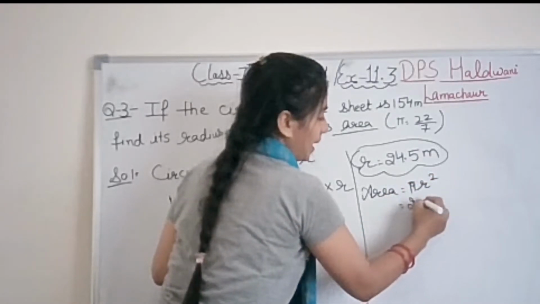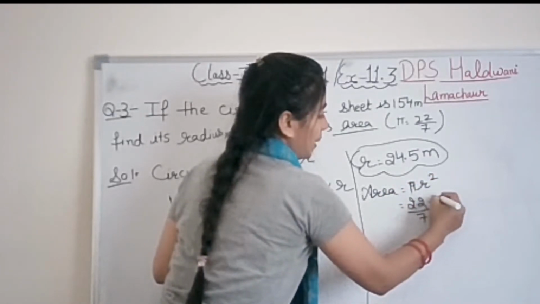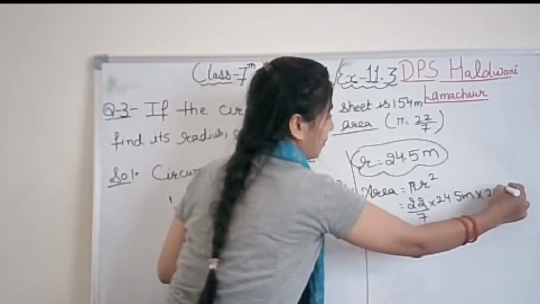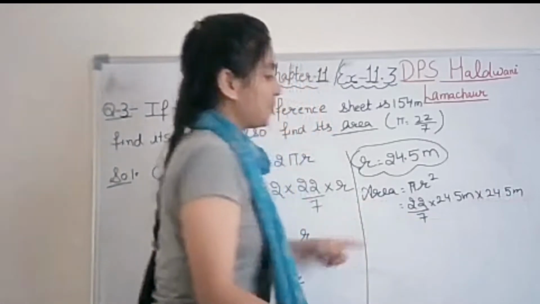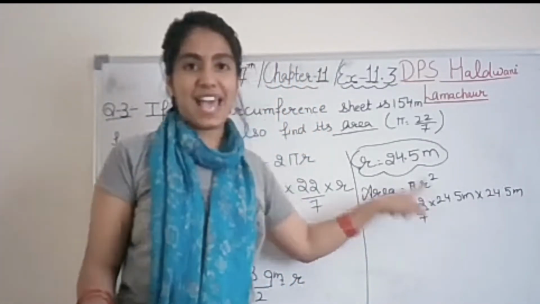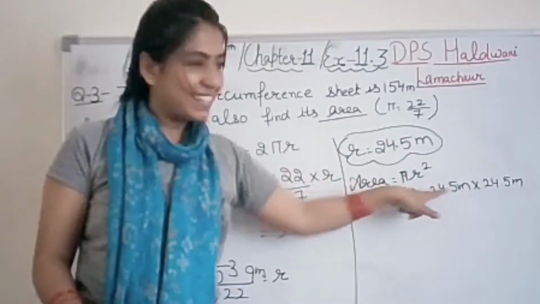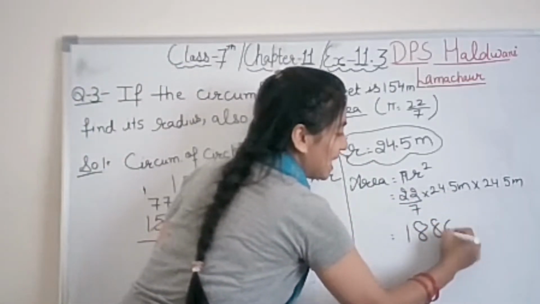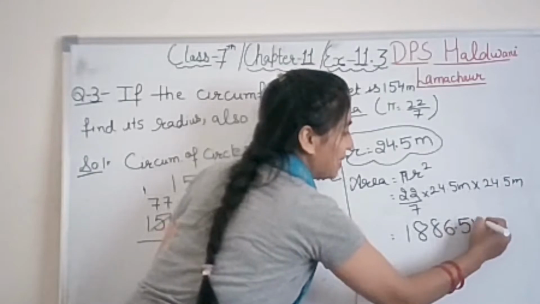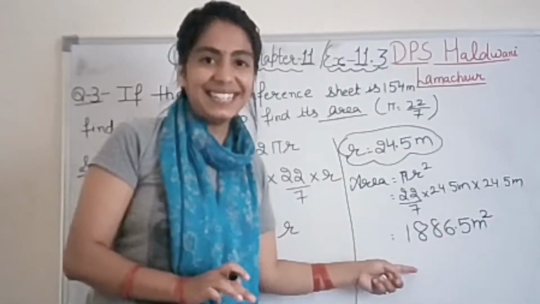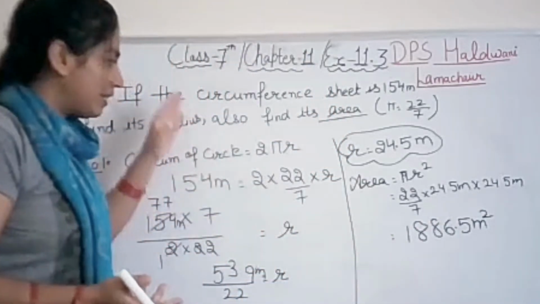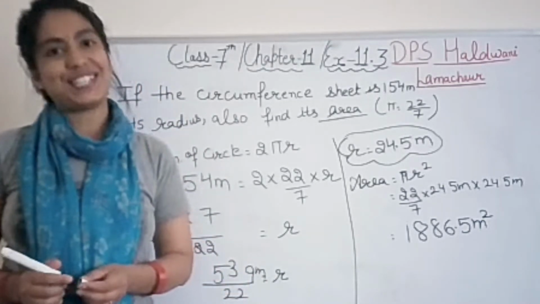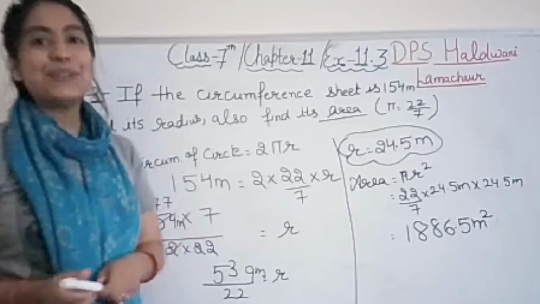So that is pi, r is 24.5 meter and 24.5 meter. And as you can see student, the calculation is just the same as we have in question number 2. Right? So the answer will be the same only, 1886.5 meter square. Right student? So that's it. Whatever question is given to you, you need to find out by doing the calculation. That's it. So this is a very simple question.